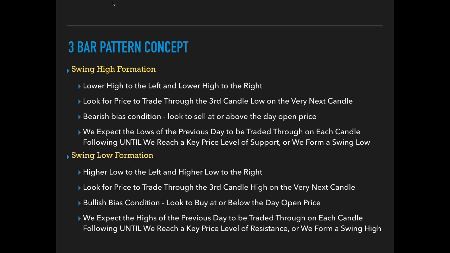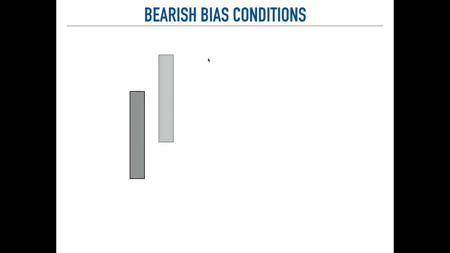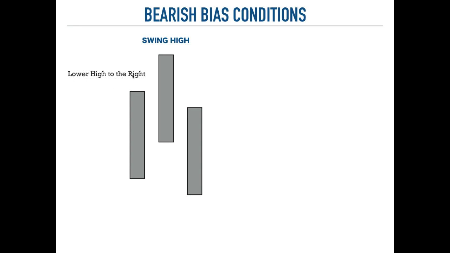So just to reiterate and refresh so you guys remember, in a bearish bias condition, we're going to be looking for a swing high, okay? So we have a 3-bar pattern. This is the high that's created. We're looking for a lower high to the left and a lower high to the right, which gives us our swing high formation.